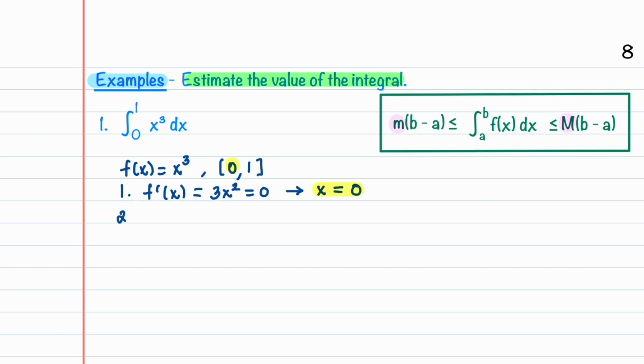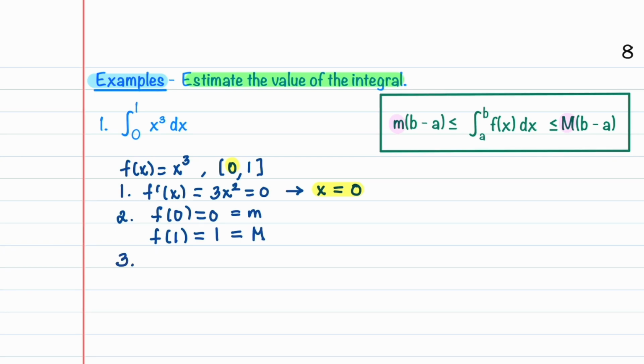Our second step is to compare the value of our function at our endpoints and at our critical points. So we're going to compare f at 0, which is 0, to f at 1, which is 1 cubed, which is just 1. The smallest value is going to be little m, so 0 is little m, and then the biggest value is capital M.